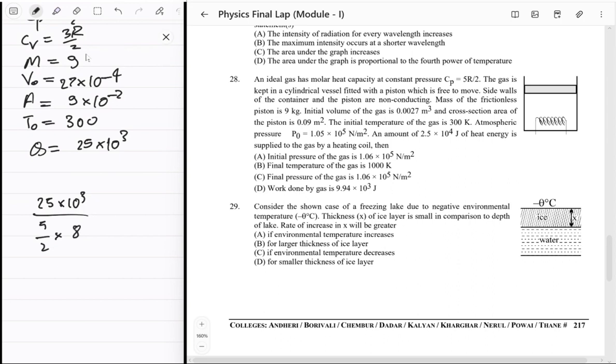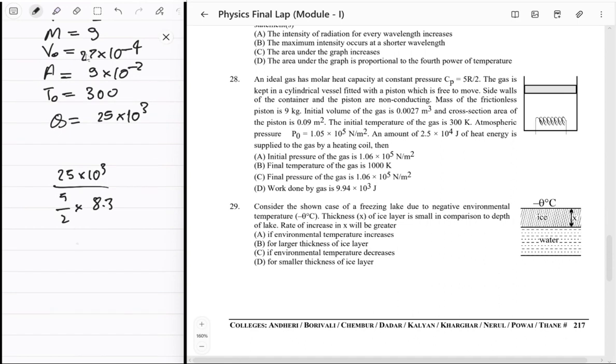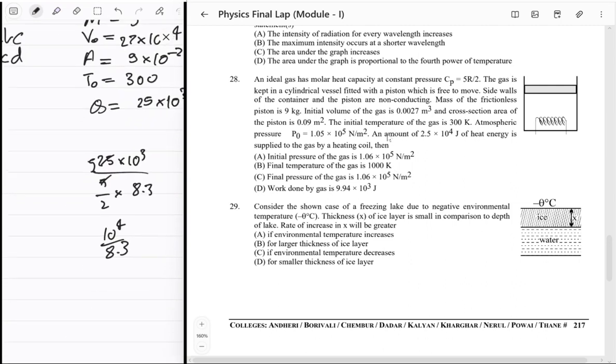R is like 8.3 in SI units. So come on, seriously. So what will this become? 5 upon 10, so like 10 power 4 upon 8.3. Yeah, that's our delta T, isn't it? And this is what I had to find, right? It will increase by this much.